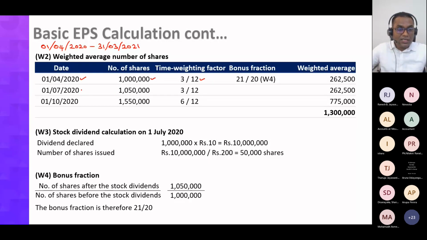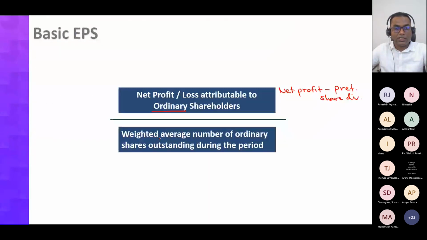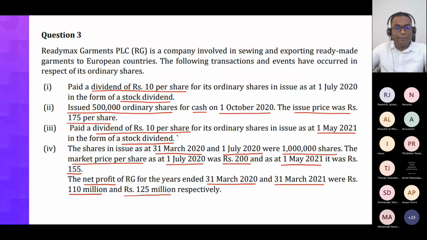Then 1st July 2020, there's a change. What was the change? If you look at the question, the company paid 10 rupees per share. But this 10 rupees per share is paid not by using cash, but by issuing shares. Instead of paying in cash, the company has issued additional shares to the existing shareholders as dividends. So we need to calculate how many shares have been issued as the stock dividends. To calculate that, we should first calculate the total value of the dividends.